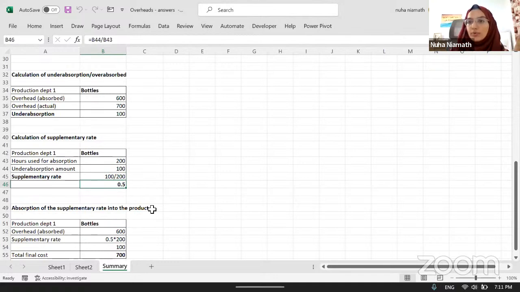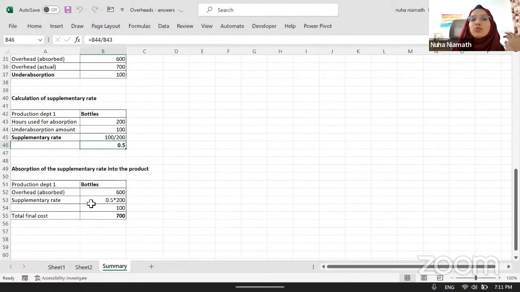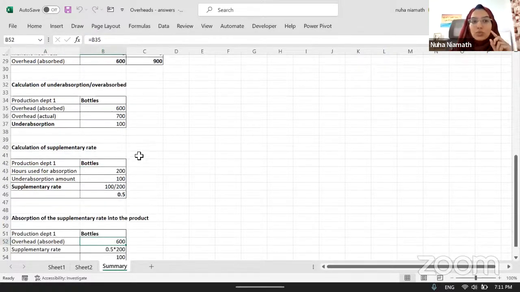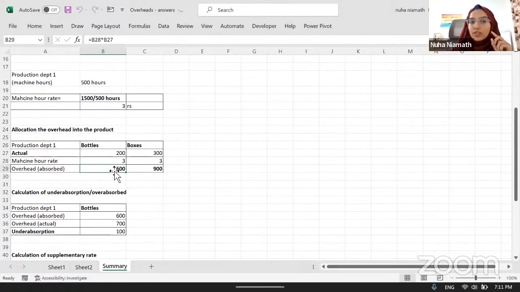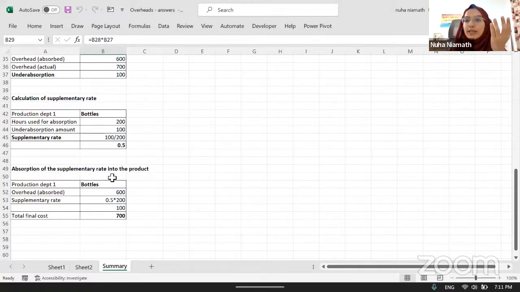So what do we do with this 0.5 rupees? Nothing. We just go and absorb the supplementary rate into the cost that is already calculated. If you look here, the overhead absorbed so far in the bottles was 600 rupees. Like I showed you here, it was 600 rupees. Now we inflate the amount. That 100 rupees needs to get added, right? So we multiply the 0.5 rupees of supplementary rate with the actual hours, and we get an amount of 100 rupees, which is the under absorbed amount. And then the total final cost of the bottles will sum up to 700 rupees.